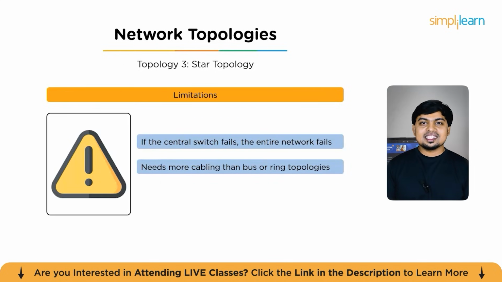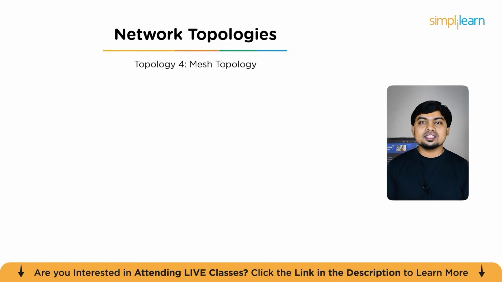Now let's also discuss the limitations. If the central switch fails, the entire network goes down. It needs more cabling than bus or ring topologies. Most Ethernet cables or LANs today use the star topology because it balances reliability and performance.